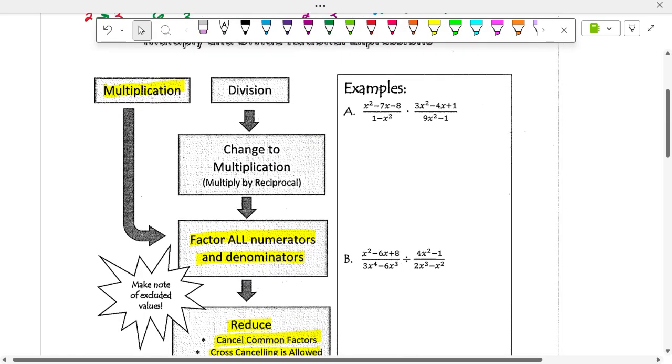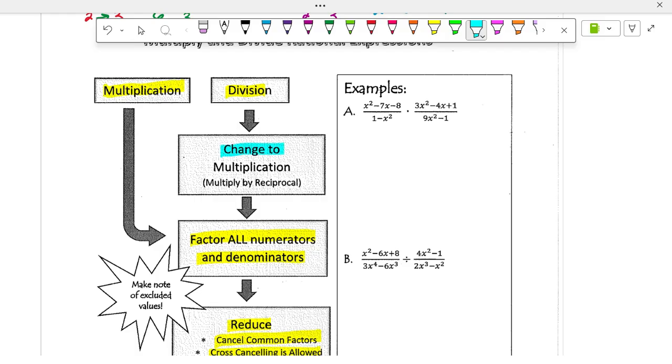All right. Division is pretty much the exact same thing. The only change is the first step, which is change to multiplication. So that's when you multiply by the reciprocal. So that's where keep, change, flip comes from. So again, very similar to what we were doing yesterday. It's just slightly bigger.